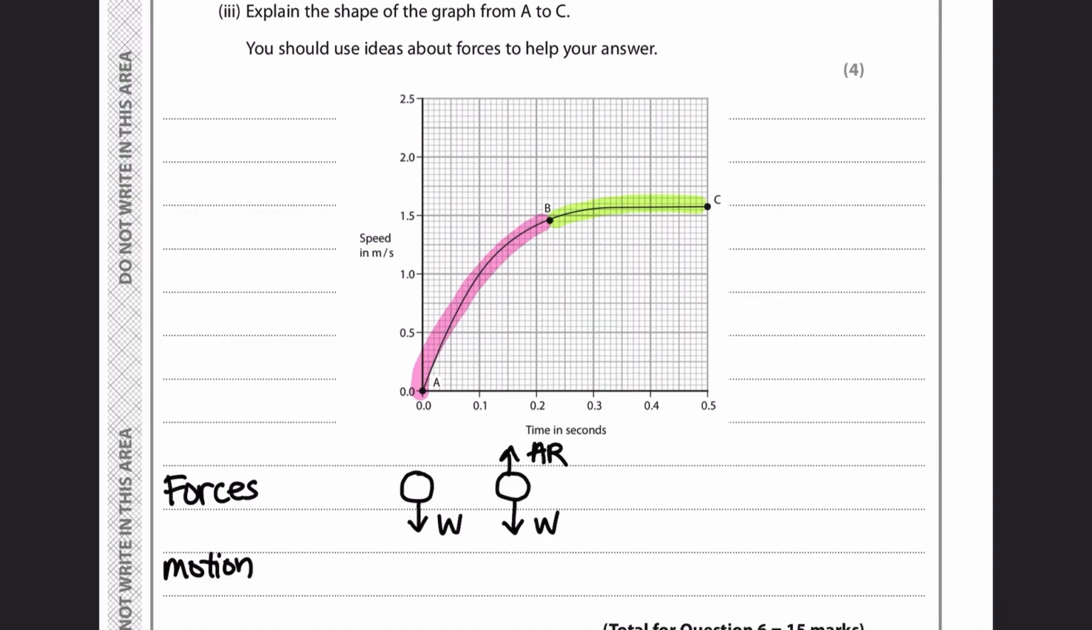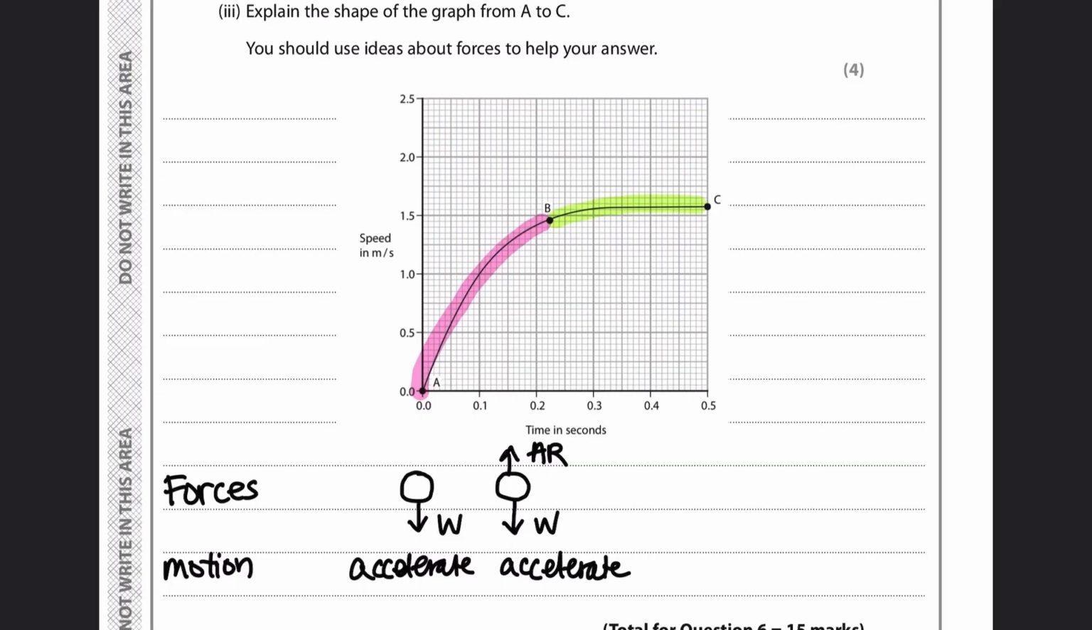So this is what's happening in the pink part of the graph. You have the weight acting at just the very beginning, and then later on, the air resistance starts to build up a little bit, and hence you have the air resistance acting upwards. Now let's think about the motion. Remember Newton's laws. If the forces are not balanced, then the object will accelerate. Therefore, both of these, it's accelerating. So I'll write that down first. Accelerate and accelerate.